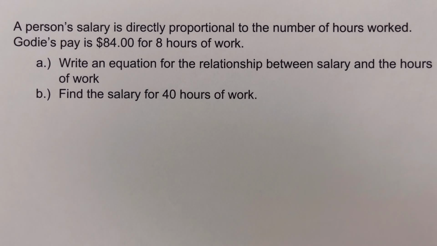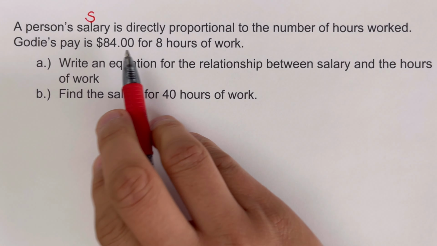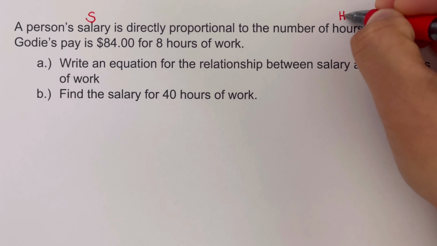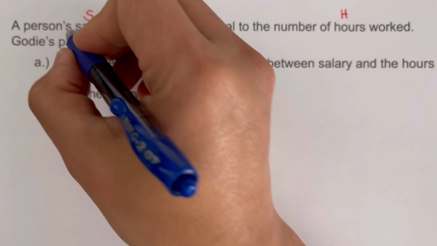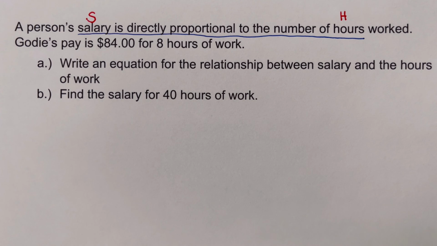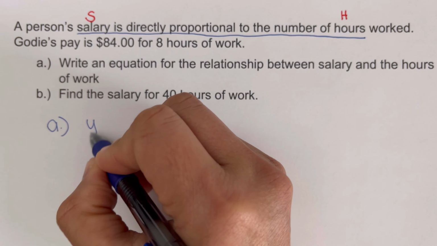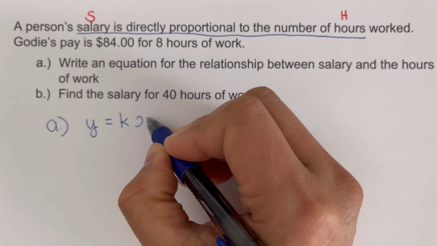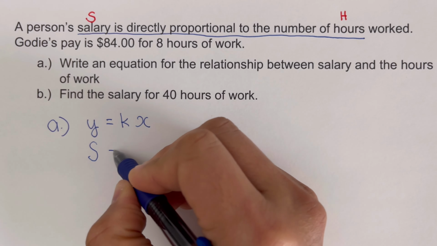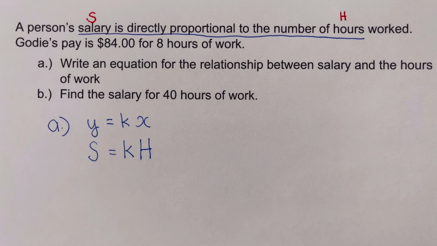But then let's use other letters in the alphabet. So we start with the salary first. So I'm just going to go ahead and label this as capital letter S for the salary. And it's directly proportional to the number of hours, and that is H. So again, it says here that they are directly proportional. Now we remember that for a direct proportion, our general equation is y equals kx. So in this case, our salary, we write the salary first. So S equals kH. So this will be our equation.